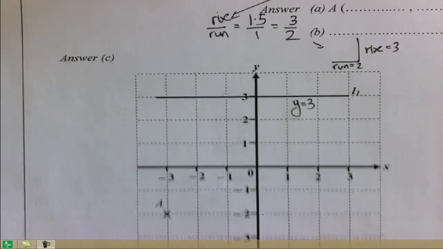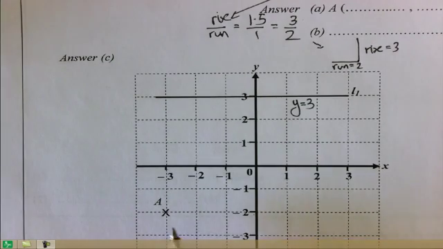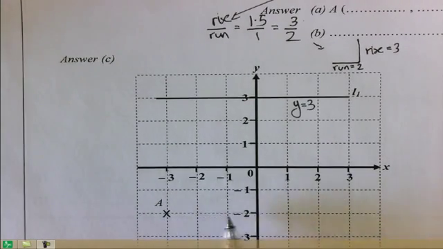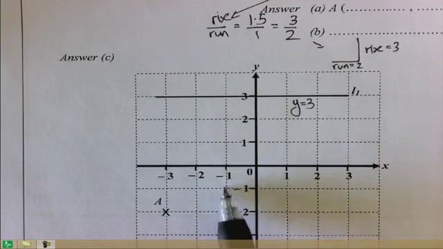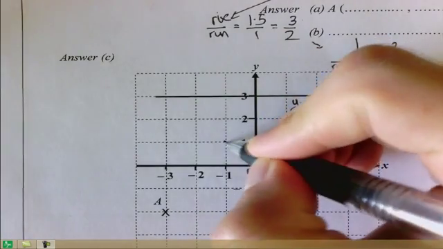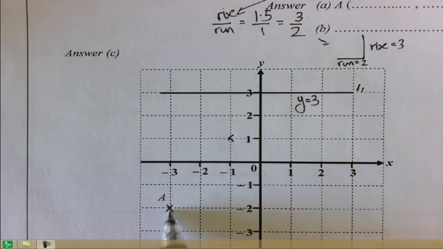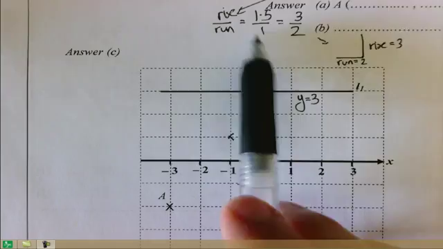So if you want to see how we do this, my run will be 2 units, 1, 2, and my rise will be 3 units, 1, 2, 3. I begin one more time. It passes through point A. My rise over run is 1.5.